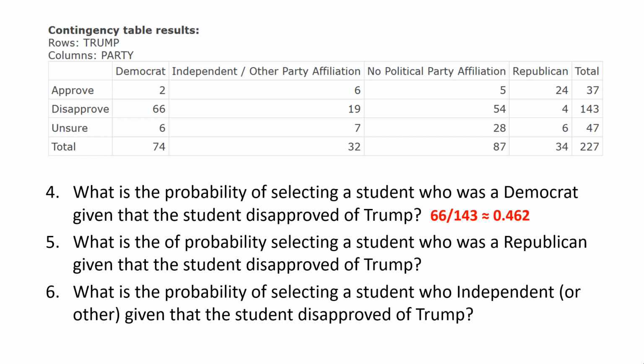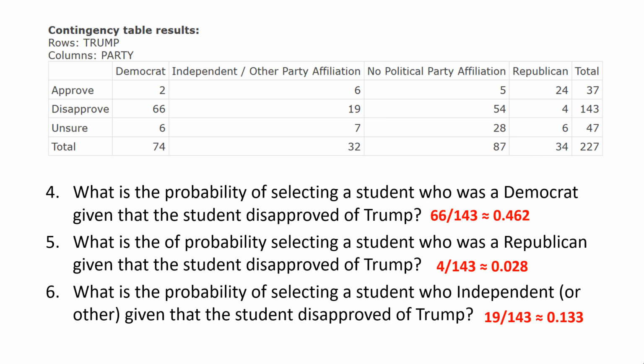Number 5, what's the probability of selecting a student who was a Republican given that the student disapproved of Trump? So again, our denominator is 143, but this time we want to know how many Republicans. Well, that's only 4. 4 out of the 143, which rounds to 0.028 to 3 decimal places. And number 6, what is the probability of selecting a student who was an independent given that the student disapproved of Trump? Again, we're looking at 143 as the denominator. How many of those 143 were independent? That would be 19. 19 divided by 143 is about 0.133.